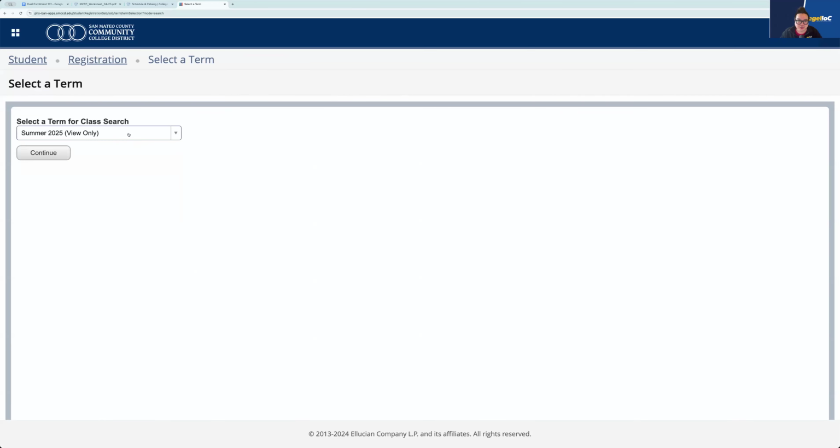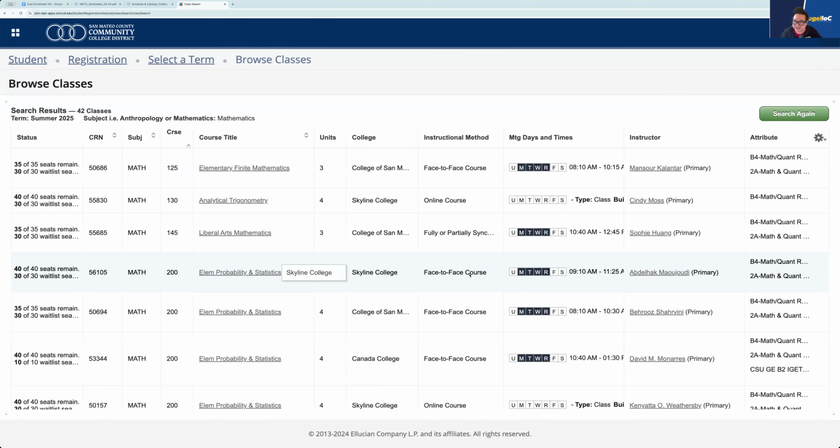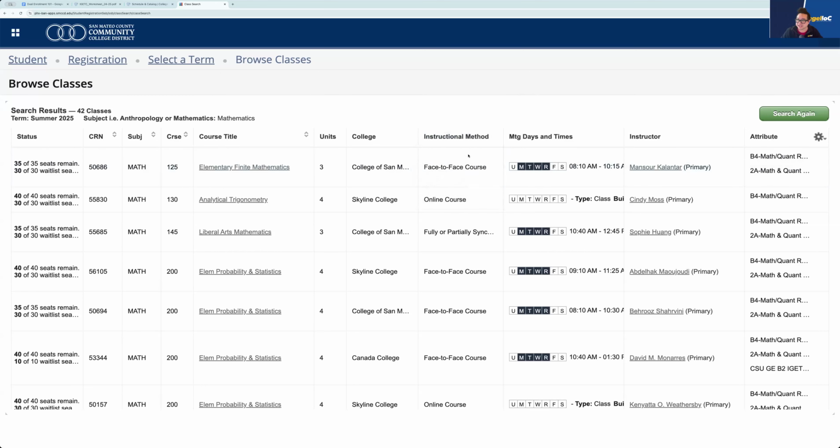Let's talk about math real fast, because usually with math you can see the in-personness of it. So look at that. This one is an in-person class on Monday, Tuesday, Wednesday, Thursdays at 8:10 a.m. So that's what an in-person, face-to-face course looks like. This one is partially synchronous, meaning there is some element of online, but it's at a certain time, Monday, Tuesday, Wednesday, Thursdays at 10:40 a.m. online. So again, that's the difference. But going back, we're not doing that.